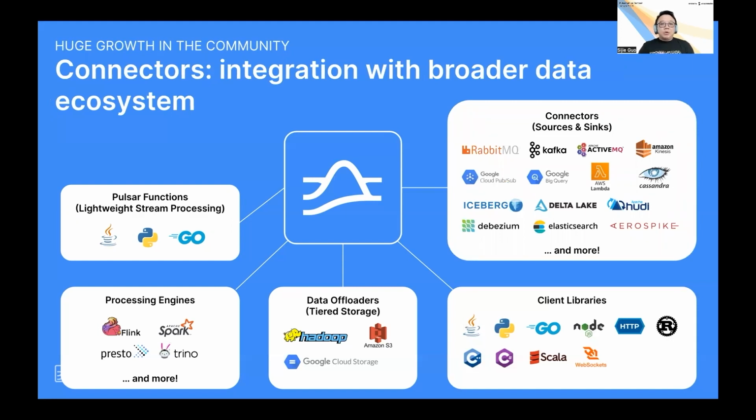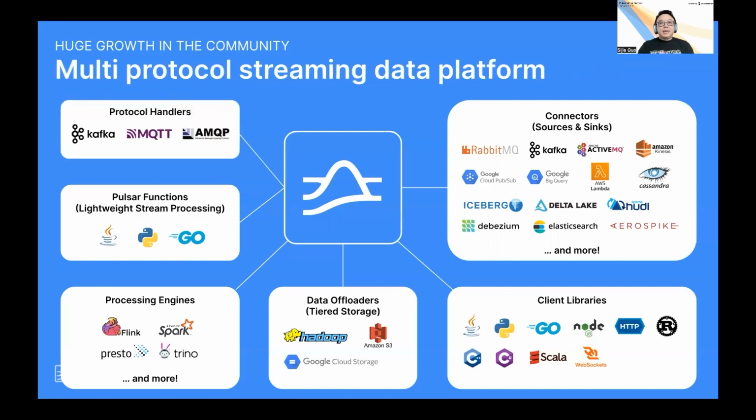we also introduced Pulsar IO API for developing different connectors to connect Pulsar with a broader data ecosystem. So developers can use it as a no-code or low-code platform for building their real-time data pipelines. Lastly, and most excitingly, Pulsar extends its capability to other messaging protocols by adding a protocol handler system. This allows Pulsar to add support for different messaging protocols, including Kafka, AMQP, MQTT. It makes Pulsar a multi-protocol streaming data platform.